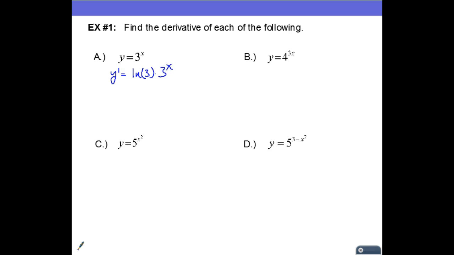Why don't you pause the video, take a moment, work out example 1 part B, and we'll come back and we'll check that in just a moment.